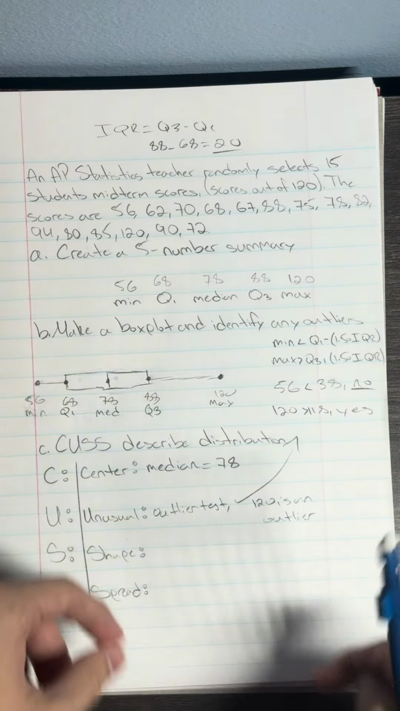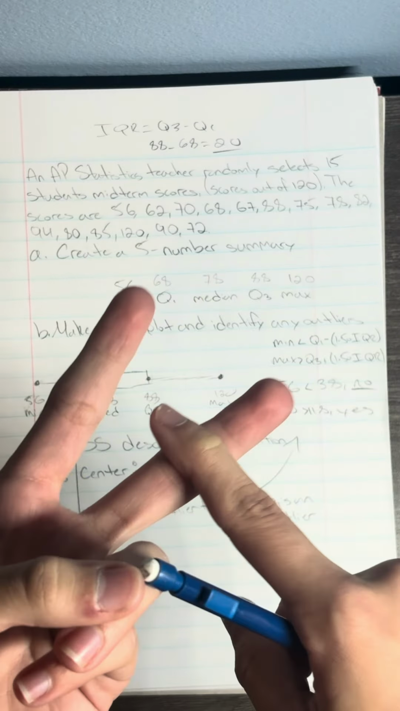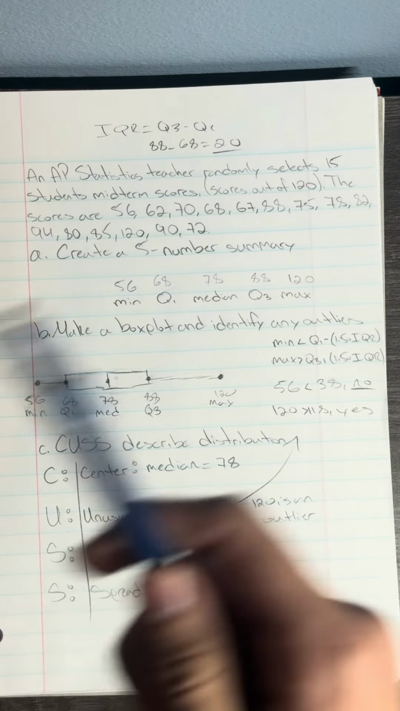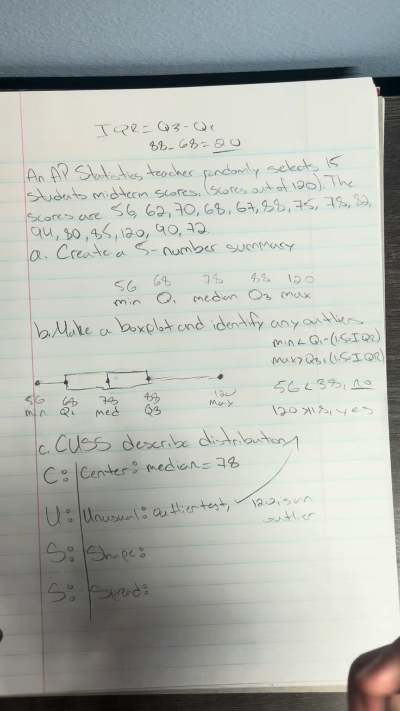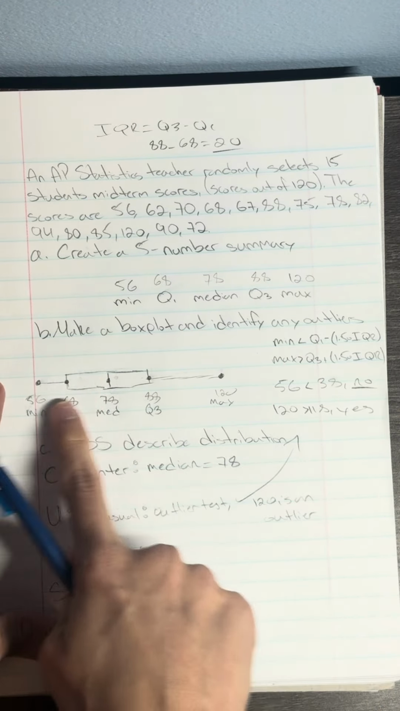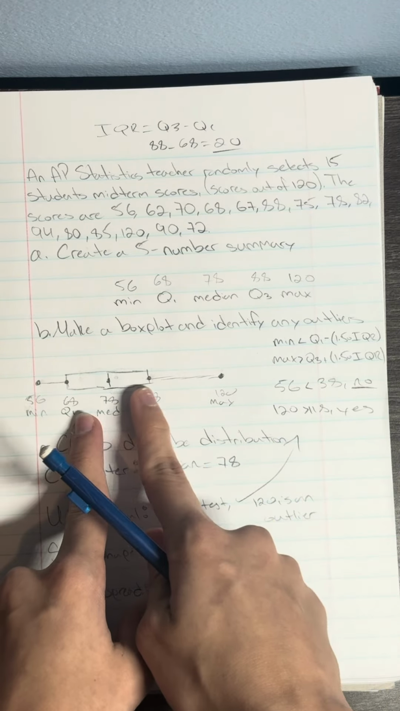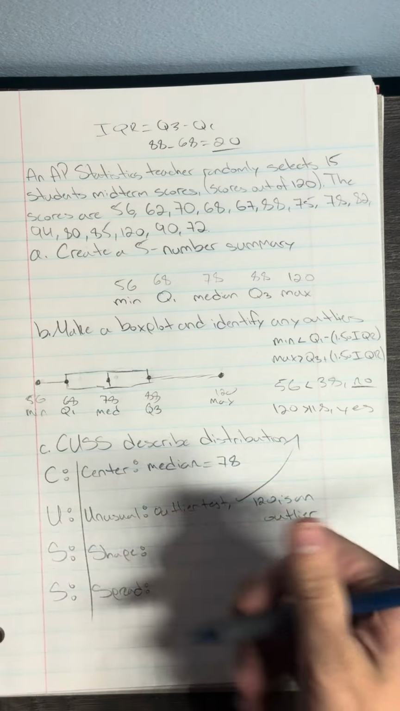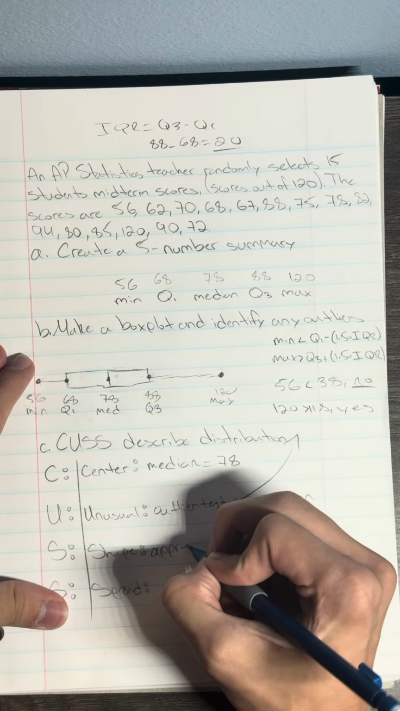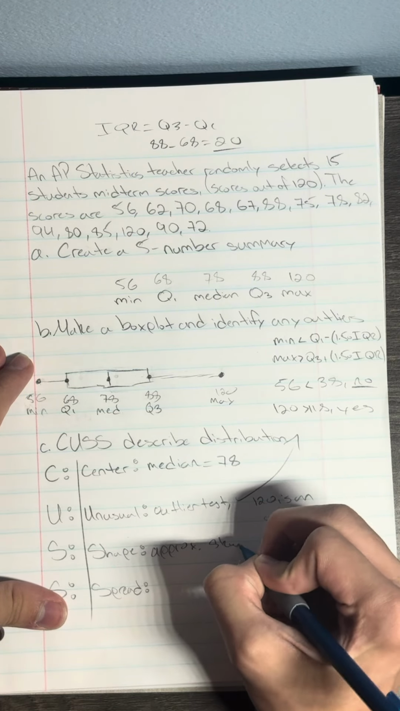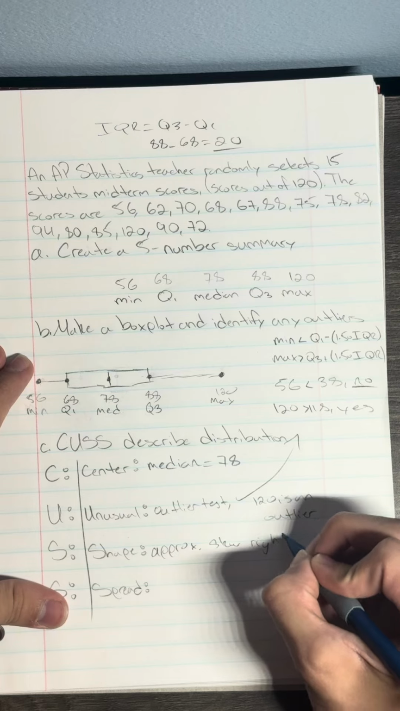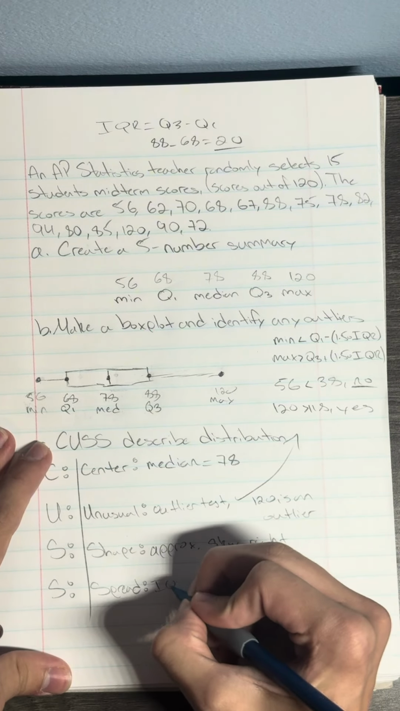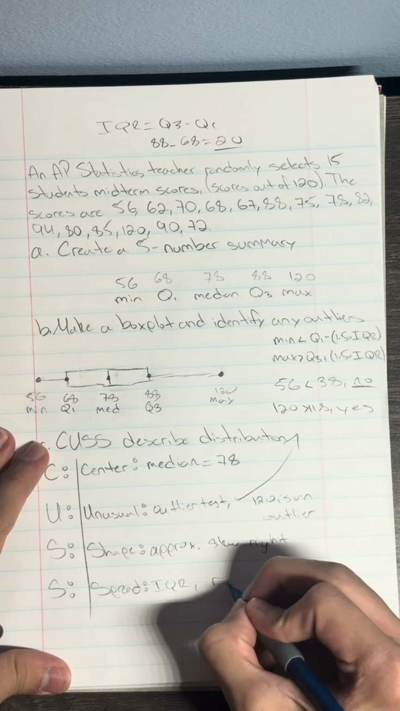For shape, you want to say if it's symmetric, approximately skew right, or approximately skew left. Remember, if you're saying skew right or skew left, you always want to say approximately. So this is going to be approximately skew right, because you see how it extends a little bit farther out here to the right than it does to the left here. And finally, for the spread, you're going to want to find the IQR and the range.